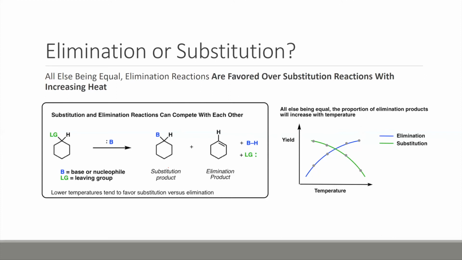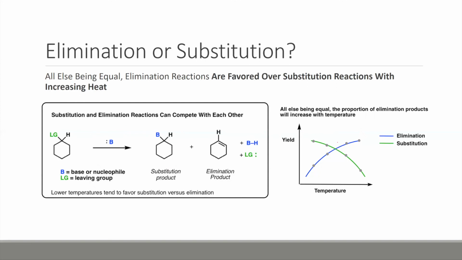Generally, all else being equal, elimination reactions are favored over substitution reactions with increasing heat. This idea will be brought up again later when we're talking about distinguishing elimination from substitution. But when all is equal, if you are deciding between a substitution and an elimination, generally elimination reactions will start to increase in likelihood for a product as you increase heat.